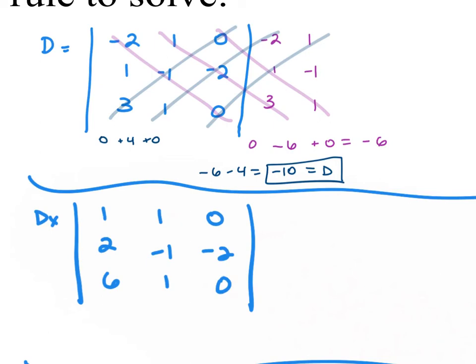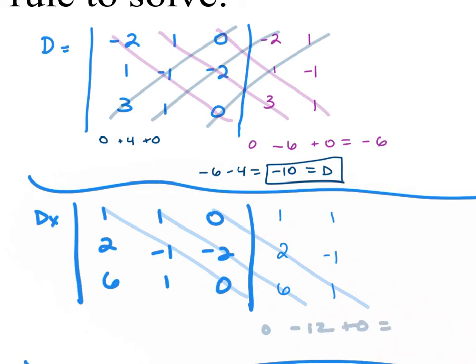Then I go to the next one. Duplicate the first 2 columns. Top left, bottom right first. 0, negative 12, 0. Go back the other way. 0, negative 2, 0. And I get negative 12 minus a negative 2 becomes negative 12 plus 2, or negative 10. That's D sub x.